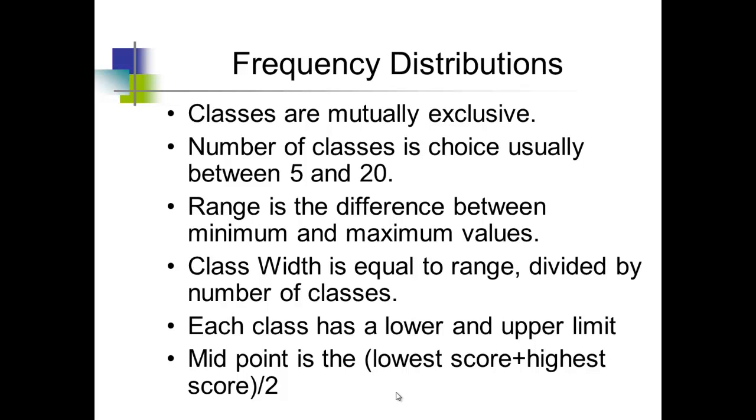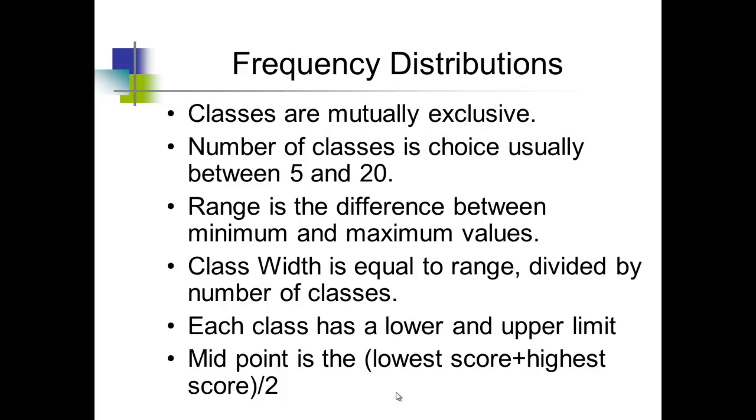We need to make the classes mutually exclusive and make sure that there's between 5 and 20. Depending on the type of data that you're looking at, you might have more or fewer classes. If you're looking at income in the United States, 20 classes might make sense. If you're looking at types of sodas that people like to drink, 5 might be enough. Okay, it kind of requires your best sense of the situation.